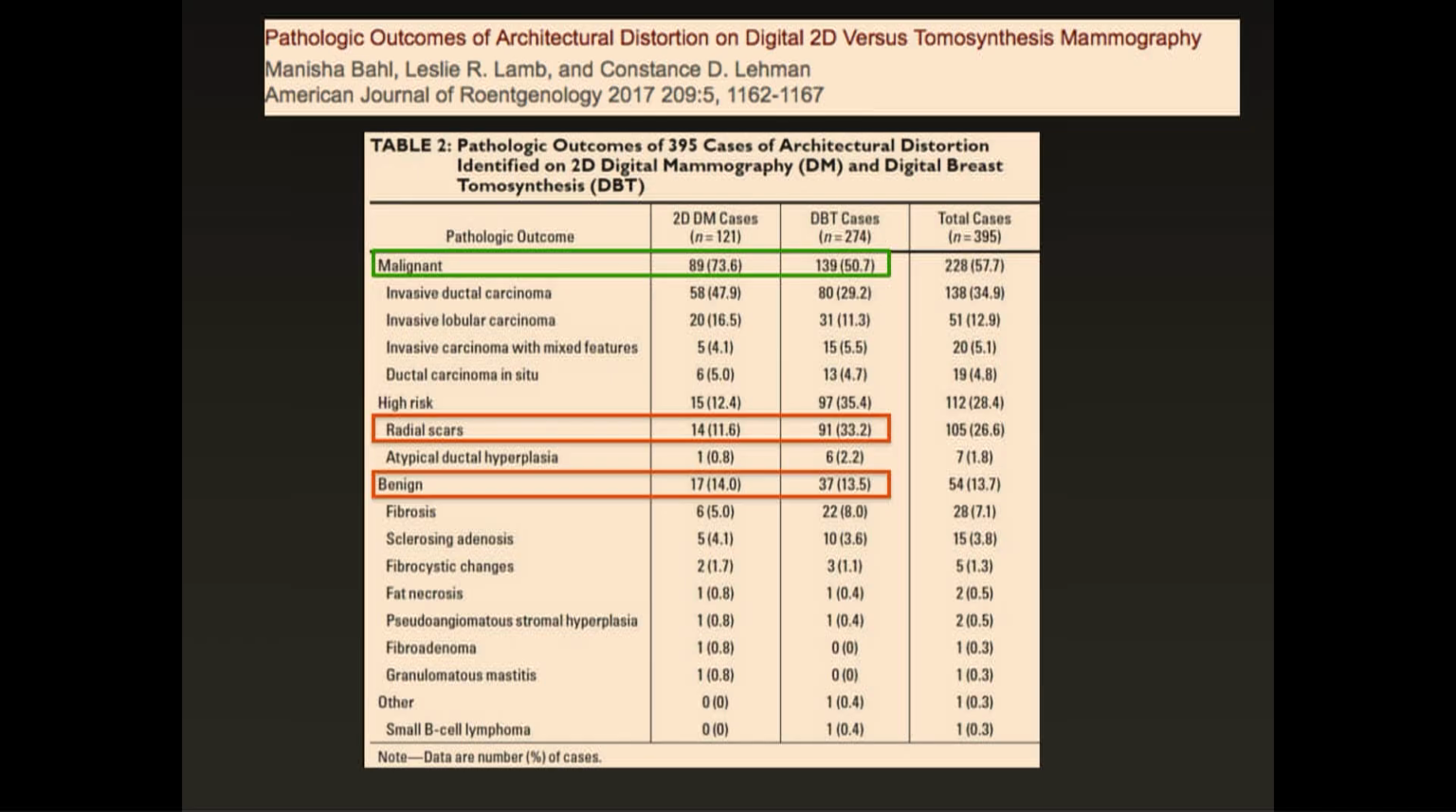In the past, it was 75% cancer, about 10% radial scars. Now with distortion found on tomo, instead of 75%, about 50% of distortions we see on tomo turn out to be positive for cancer. And instead of 10% being radial scars, this number has gone up to about 33%. So again, more of these distortions we're finding on tomo that we never saw on a regular 2D FFDM are going to turn out to be these benign radial scars.